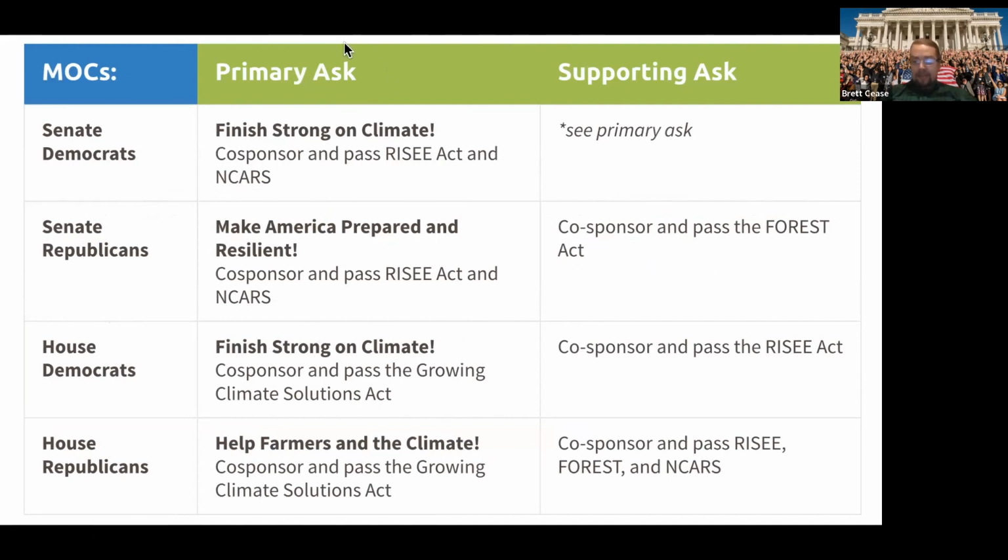In the past, we've really focused largely on carbon fee and dividend or the Energy Innovation Act. We've had several other supporting asks, primary asks in the past. This year, though, all of our primary asks for the end of the session are supporting asks that we've had this session. And so you can line up, okay, if I'm with a Senate Dem, I'm going to ask them to focus on co-sponsoring and making sure the RISE Act or the NCARS passes.